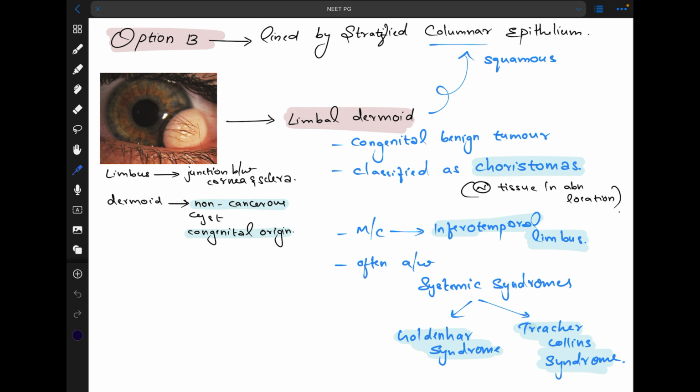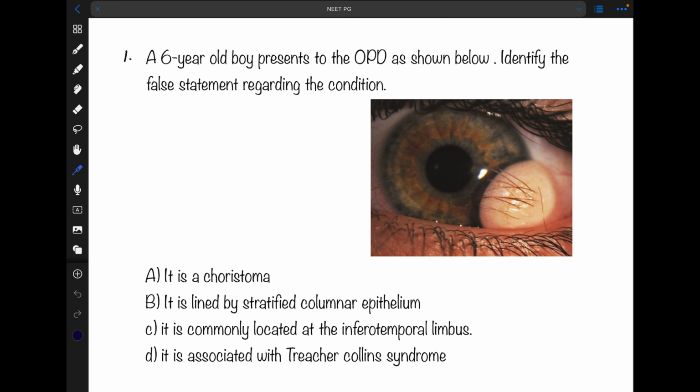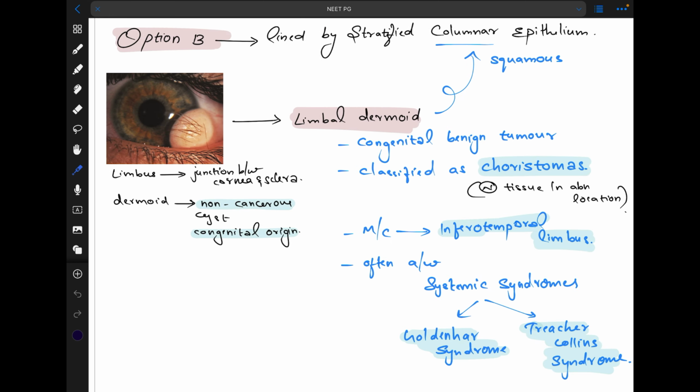As you already know, the limbus is the junction between the cornea and sclera, and a dermoid is often a non-cancerous, that is benign cyst which has a congenital origin. So this limbal dermoid is a congenital benign tumor. It is classified as a choristoma. A choristoma is nothing but normal tissue in an abnormal location. So the first option is correct. It is of course a choristoma.